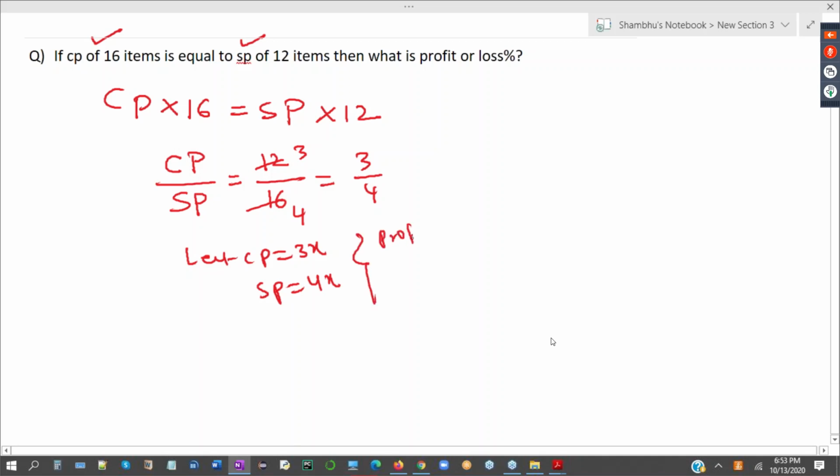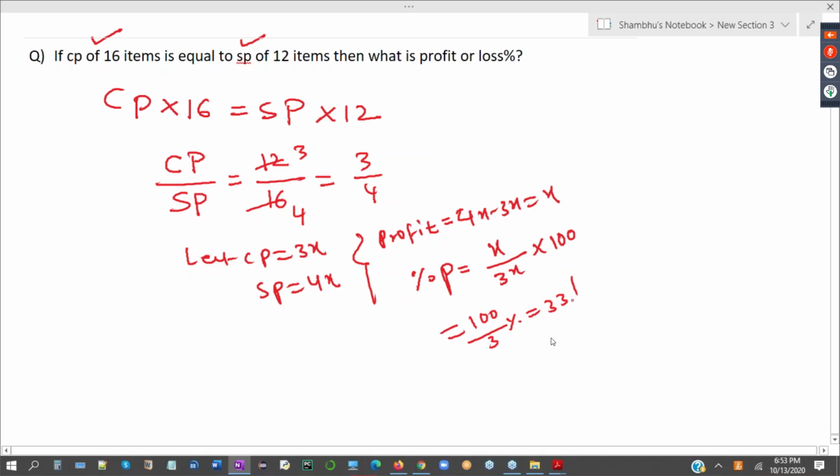So there is a profit. Profit is equal to 4x minus 3x, x. X is profit. And then percent profit is x divided by 3x into 100, that is 33 1 by 3%. Remember this.